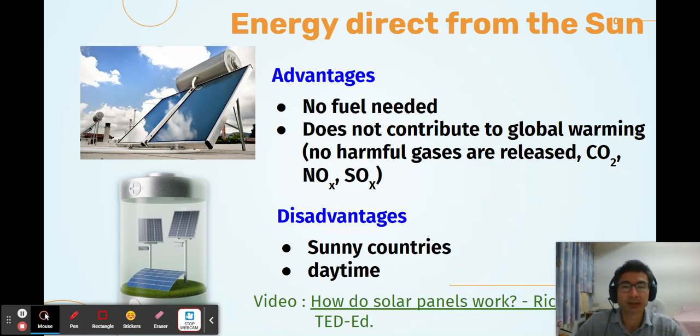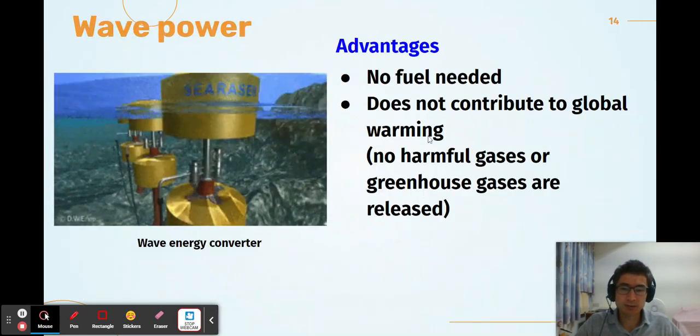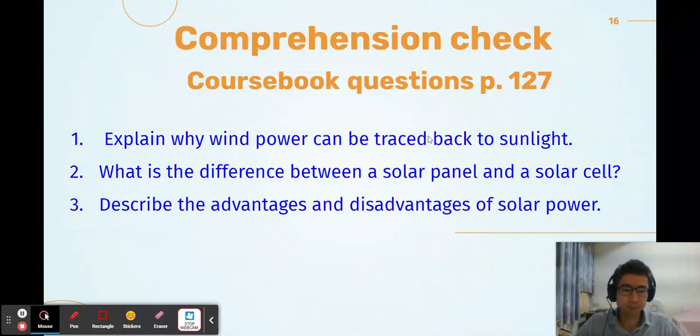And the other one is the solar cell. A solar cell is a direct conversion of sun radiation, heat, light energy to electric energy. And you can watch the video again if you are very curious how they work. Okay, if we go back to the comprehension check, what is the difference between a solar panel and a solar cell? Now you can explain that. Describe the advantages and disadvantages of solar power. Okay, you can describe them.